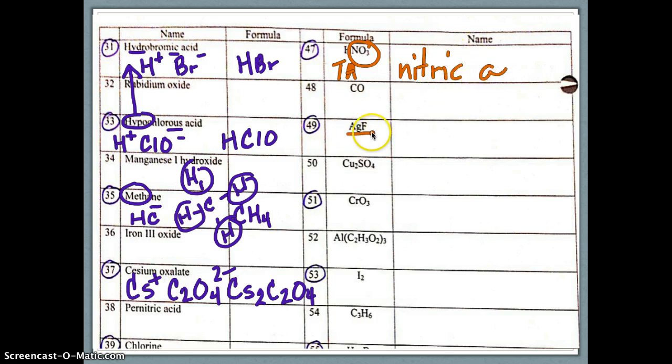Down here, I have a metal and I have a nonmetal. This is an ionic compound. Silver, it's on the sliding board. It does not need a Roman numeral. So I've got silver fluoride, F-L-U-O, pet peeve, -ide.